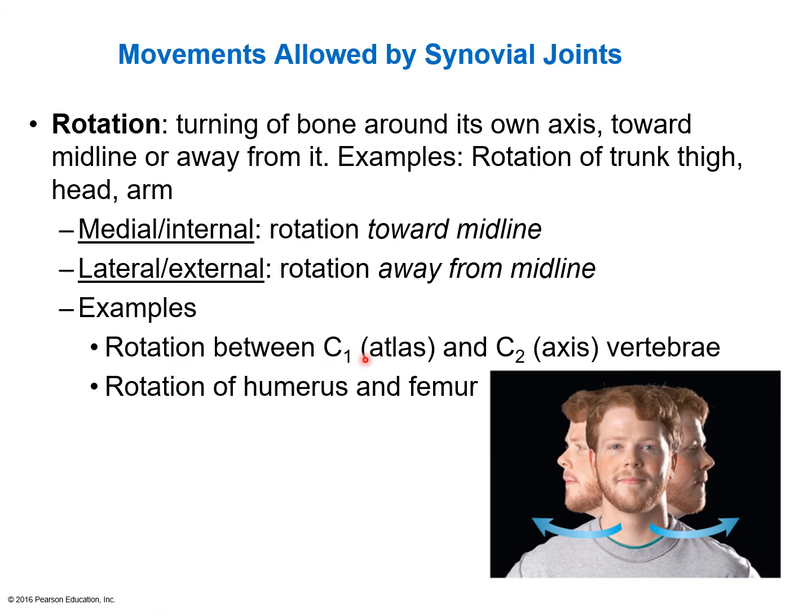There are several examples of this. For example, with our atlantoaxial joint between C1 and C2, if you turn your head to the left or right, that would be considered external or lateral rotation because you're moving your face away from the midline. Facing directly in the middle, or bringing the face to the middle, would be called medial or internal rotation.